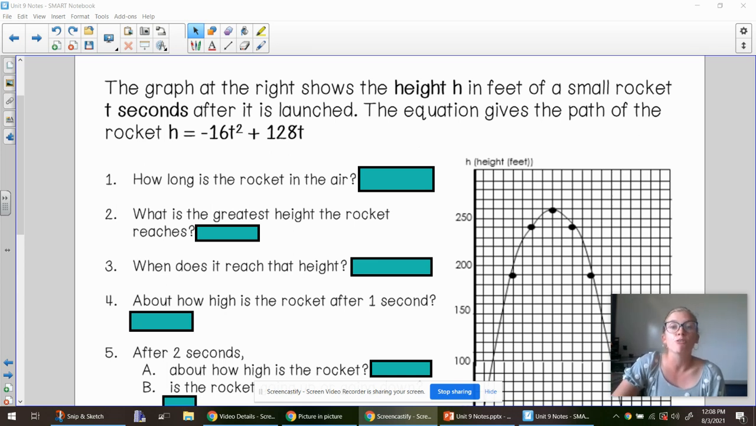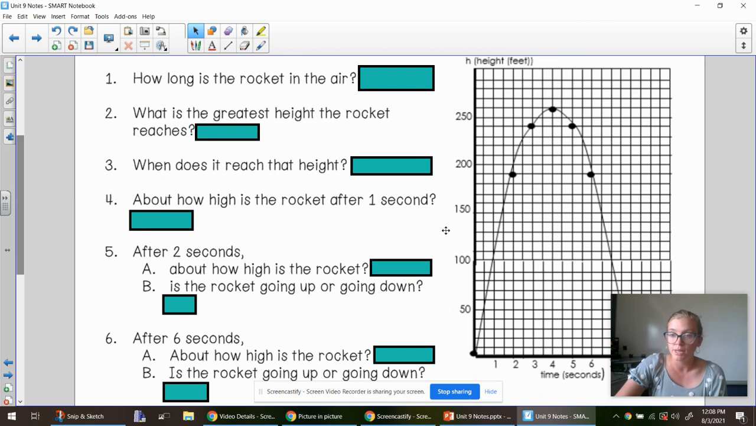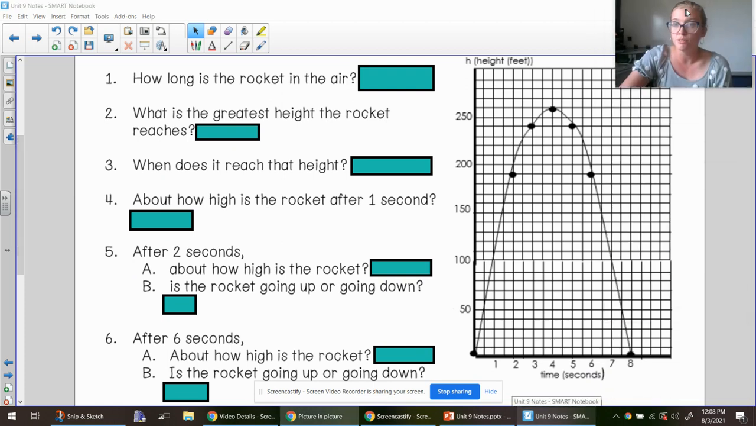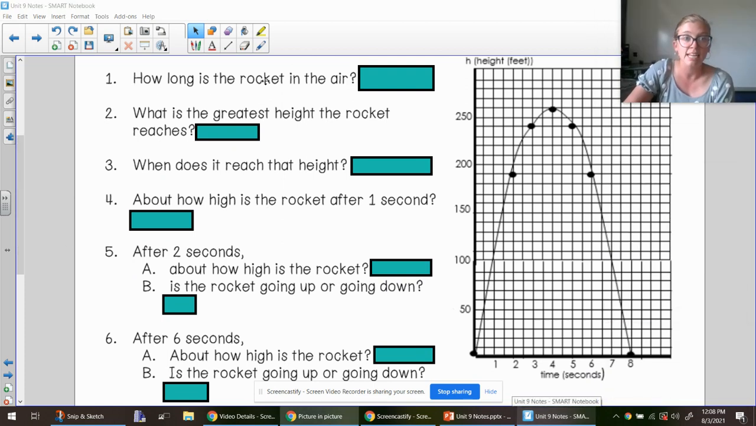So here is a graph of a small rocket showing the height h, t seconds after it was launched. The equation gives the path of the rocket. H equals negative 16t squared plus 128t. Here we are given the graph, so we're going to actually be using this graph, and I'm going to move my face so we can see the whole graph to answer all of these questions.